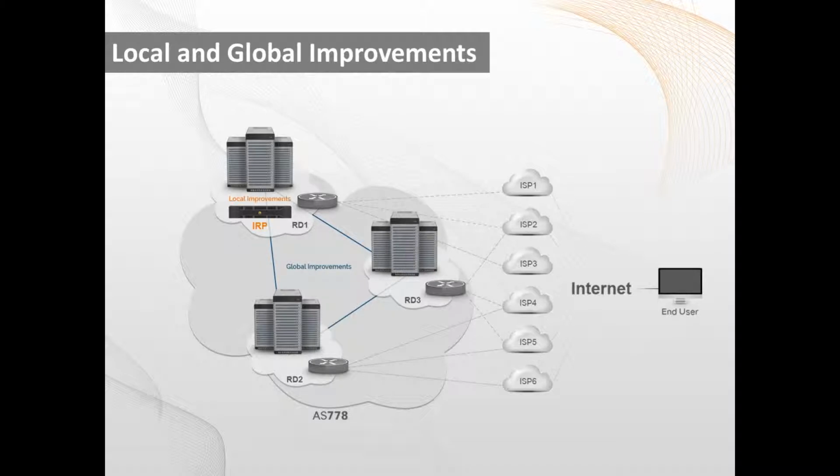Throughout the configuration, you will encounter the terms local and global improvements. Local improvements refer to the process of rerouting traffic across providers that serve the routing domain that IRP is installed in, while in the case of a global improvement, IRP reroutes traffic across the providers of a different routing domain.